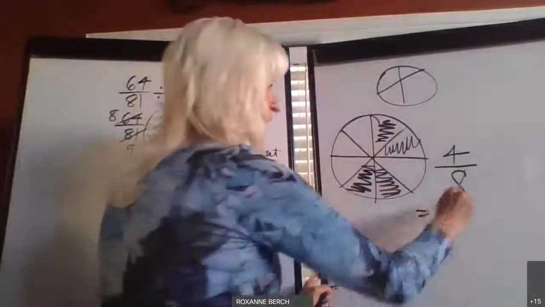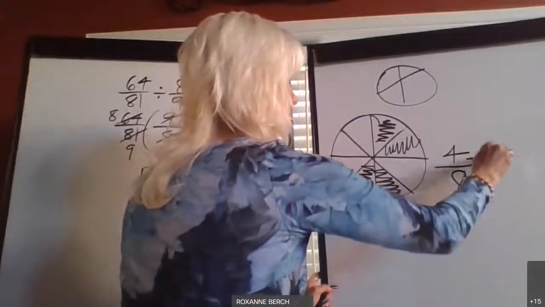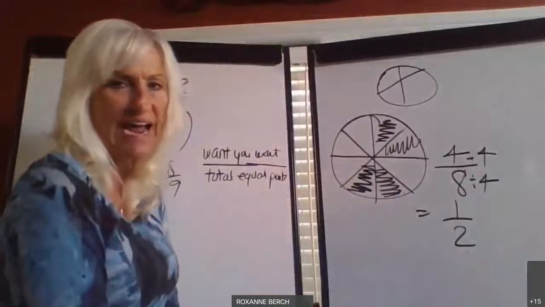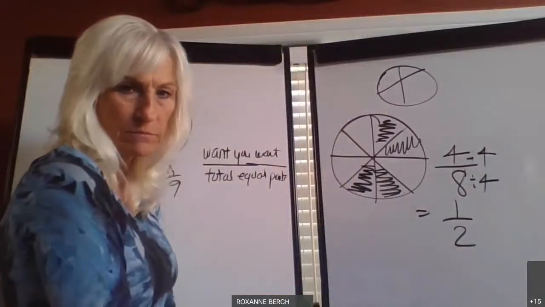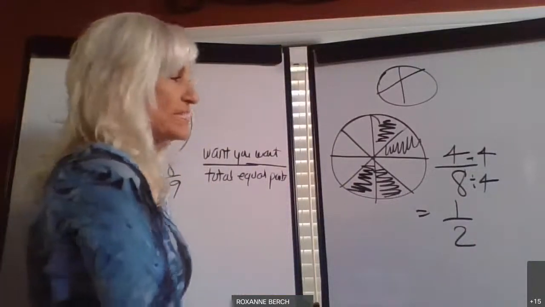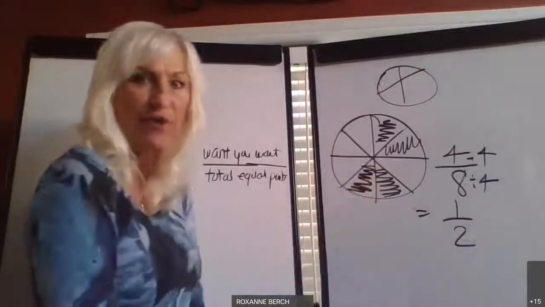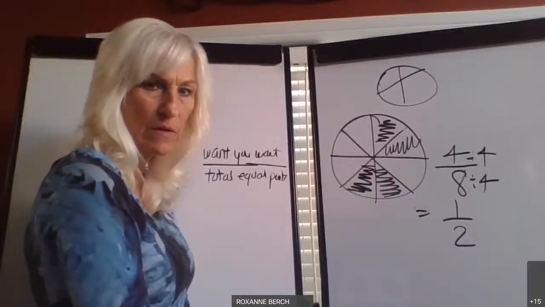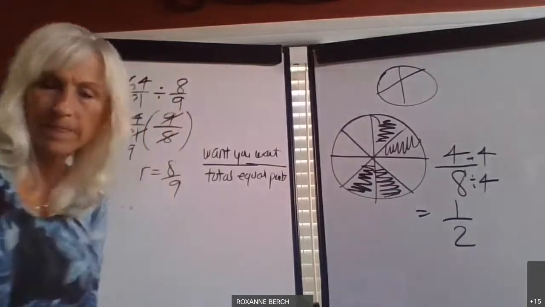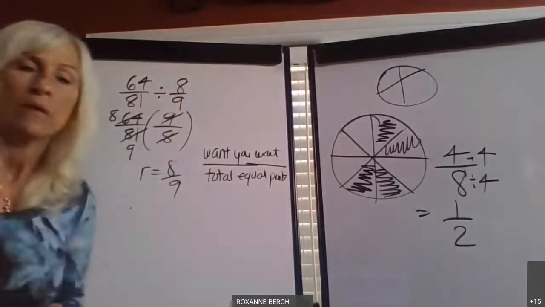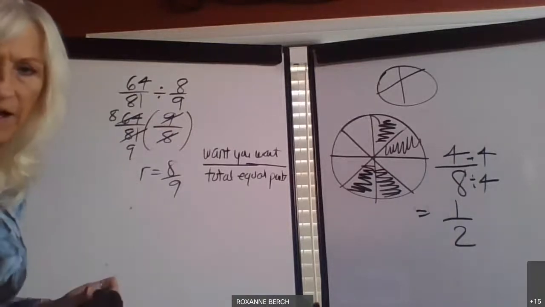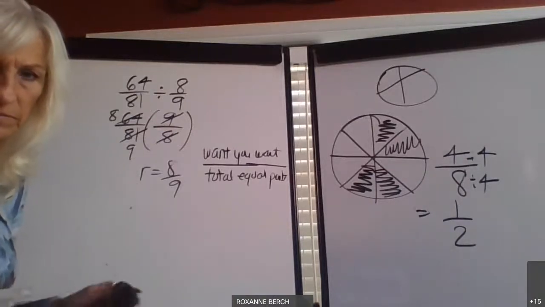So what you want is half of that diagram. And you can see that if you put those sectors together, it is 1/2 of the diagram. Okay, do you guys understand how you're dividing this stuff up? Okay.